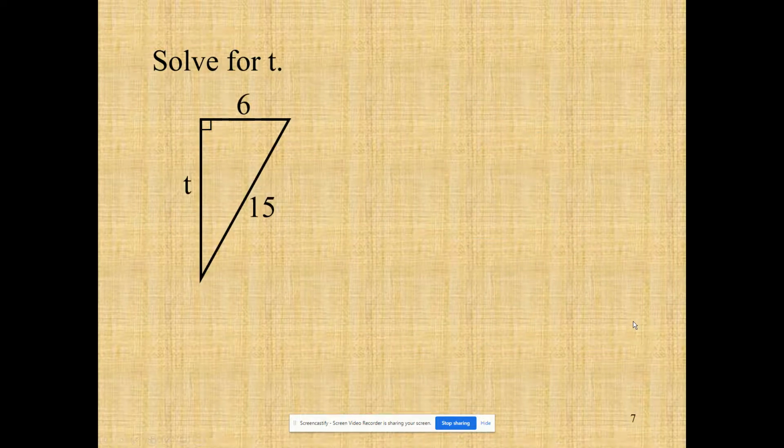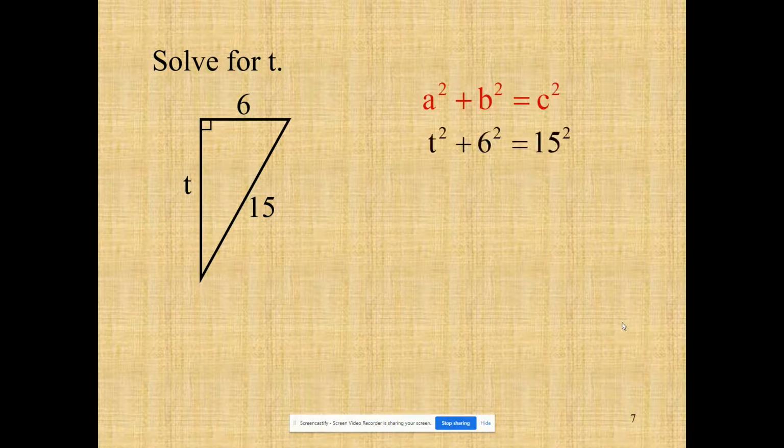Okay, what if I want to solve for t? T is one of the legs. So I'm going to pull up a squared plus b squared equals c squared, so I remember what I'm doing. Now I have t squared plus 6 squared equals 15 squared.